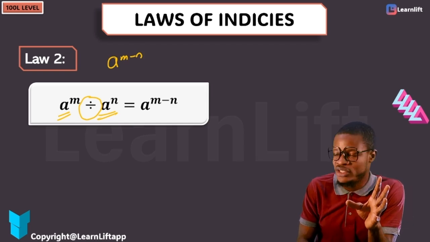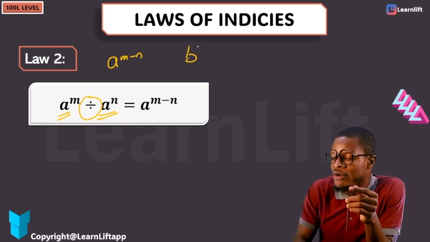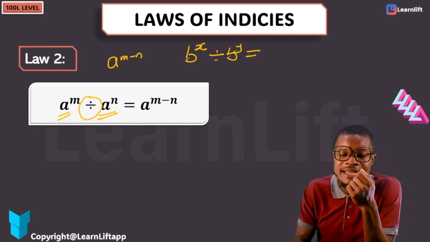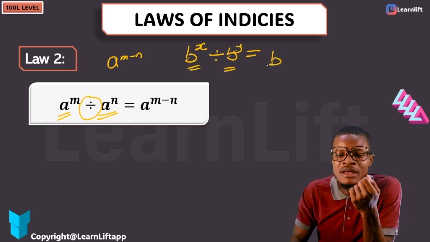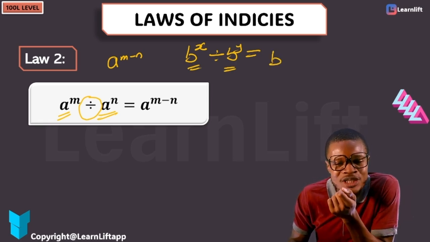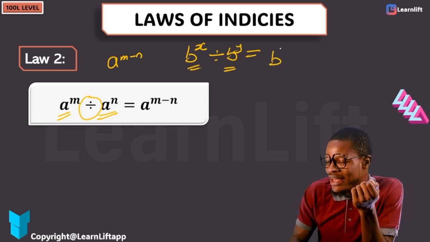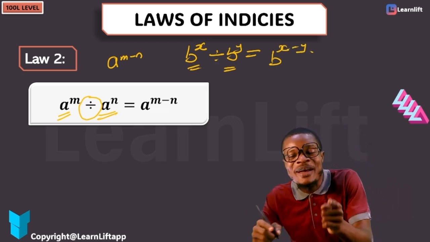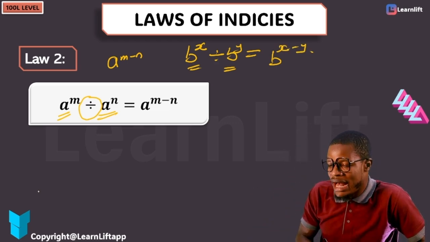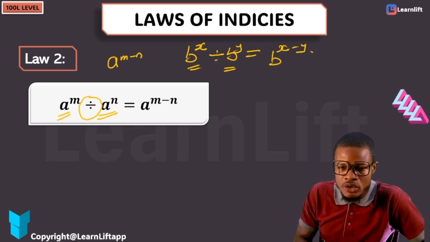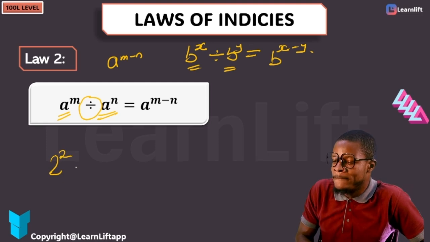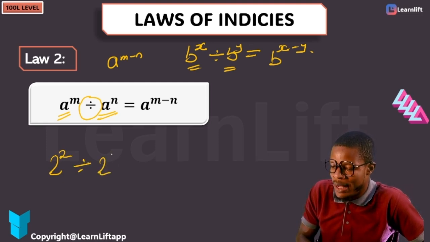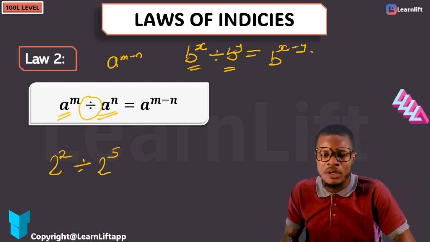Now let me ask you a very simple question. Let's say b raised to the power of x divided by b raised to the power of y. What's the answer to this? Are their bases the same? Yes, b and b are the same. Pick one of the bases, that's b. What do you do? Subtract the power. What do we have there? x minus y. Okay, let me shock you with this. Let's say we have something of this nature: 2 raised to the power of 2 divided by 2 raised to the power of 5. Now, what is the answer going to become?